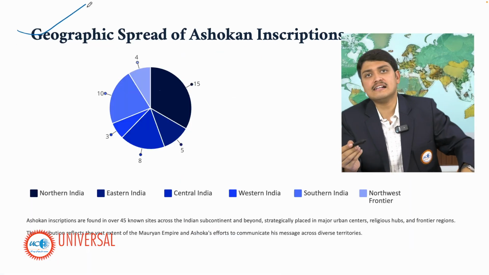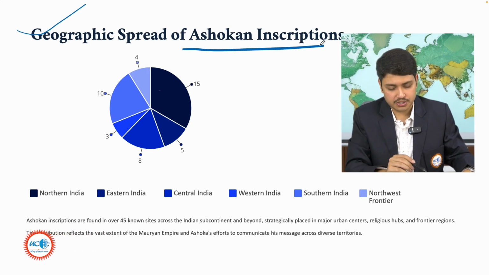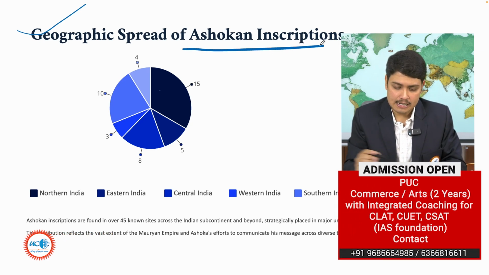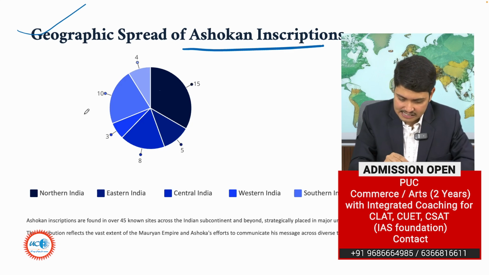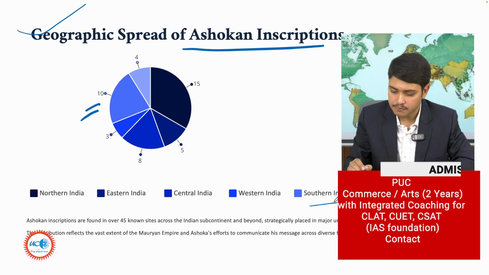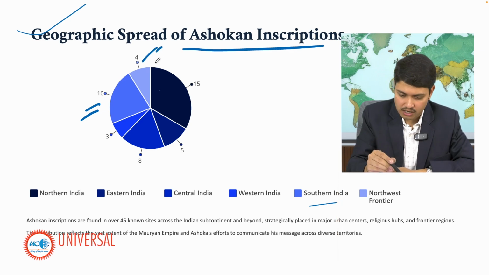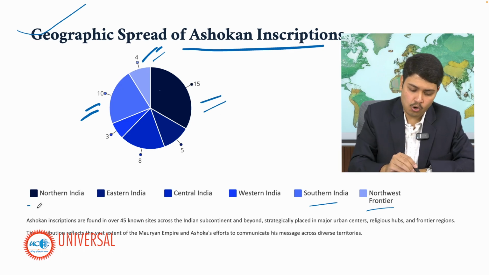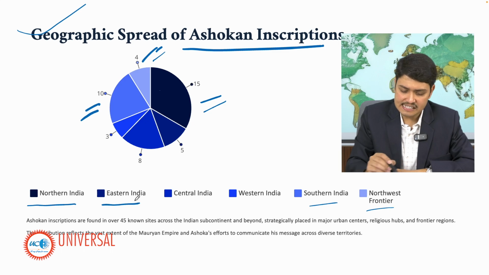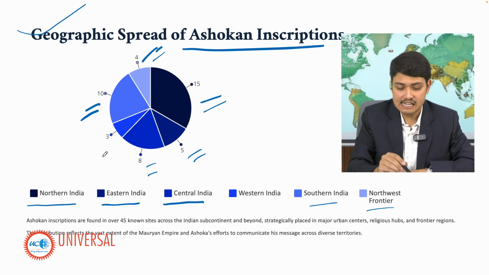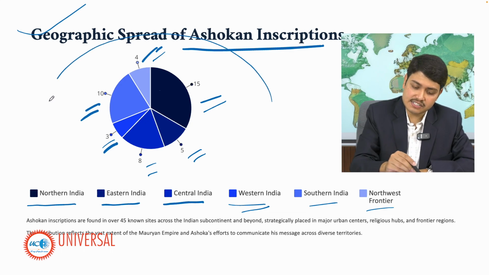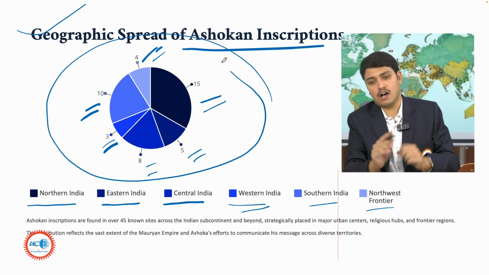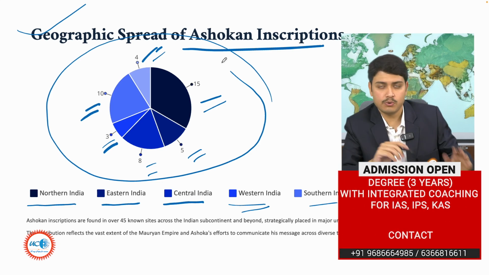Now, geographical spread of Ashoka's inscriptions. As we can see in this slide, there are 10 sites in southern India, 4 sites in the northwest frontiers, 15 sites in northern India. In eastern India, there are 5 sites. Central India, there are 8 sites. And western India, there are 3 sites. This is the geographic spread of Ashoka's inscriptions. You can save this image if you want.